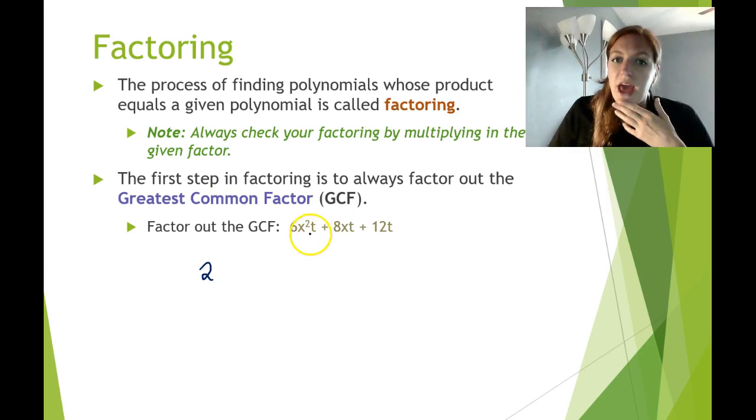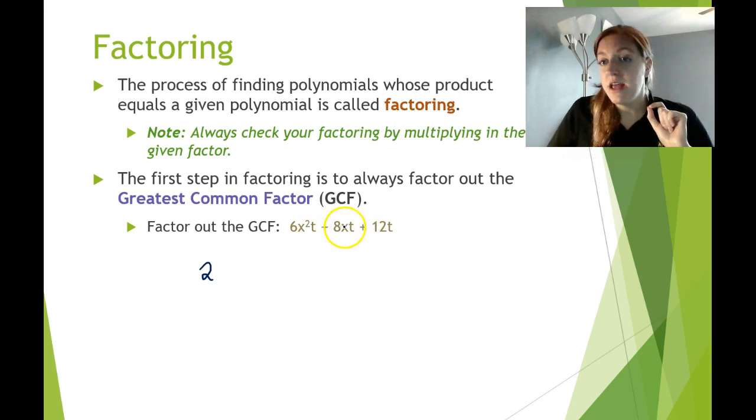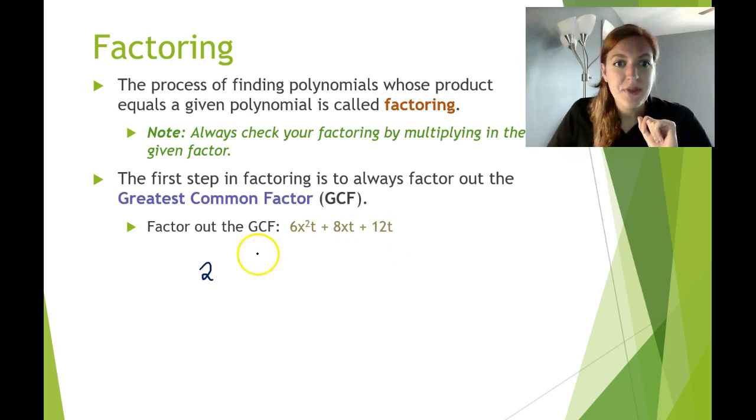And then we want to look at the rest of each term and look at the variables. So we can see we have a couple x's and a t, an x and a t, and just a t at the end. So you have to pick the variable that occurs in every single term. Well, if we look at that, the variable that occurs in every single term is going to be t. So that means we can pull out exactly 1t.